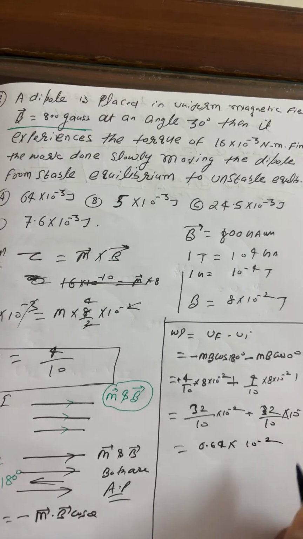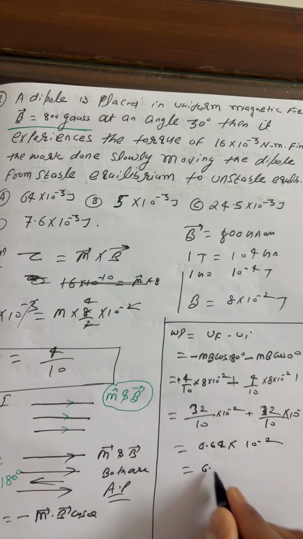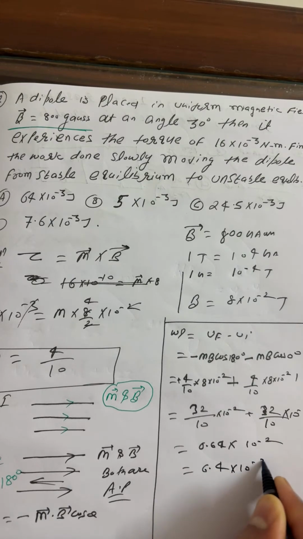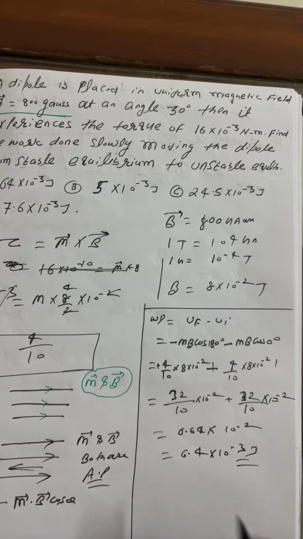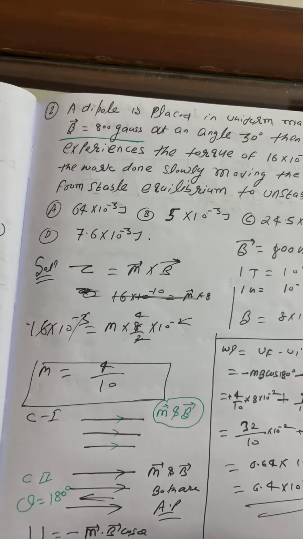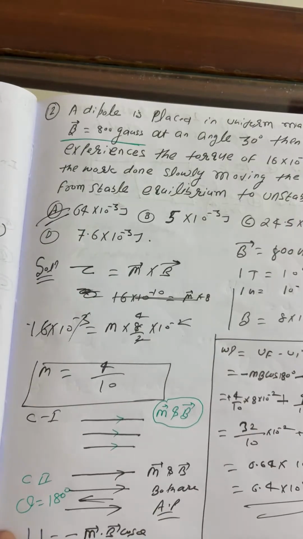Beta minus 2. So what you will get is 6.4 into 10 to the power minus 2. Very good, I'm very happy with you. Very happy, literally. Mind blowing. So I can say option first is correct.